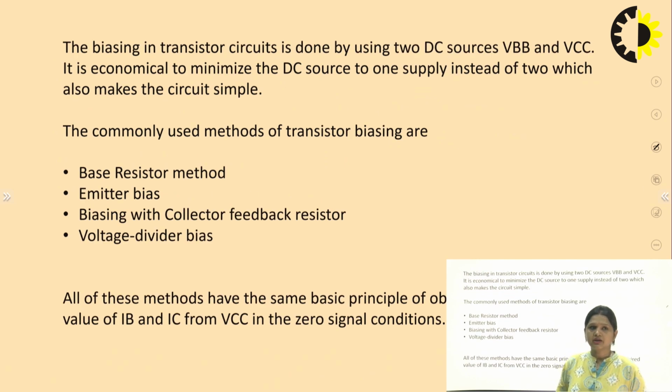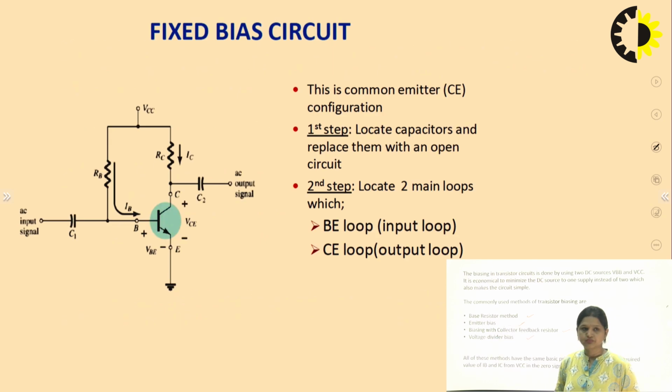So there are some commonly used transistor biasing techniques: base resistor biasing, which is very common, emitter biasing, biasing with collector feedback, and voltage divider biasing. These are the biasing techniques by which we can fix the operating point and also get stability.